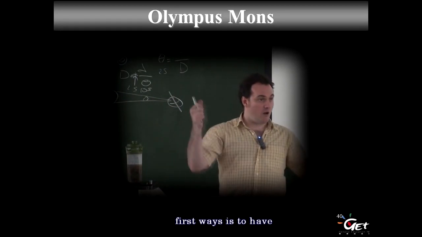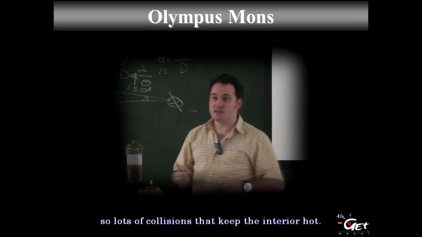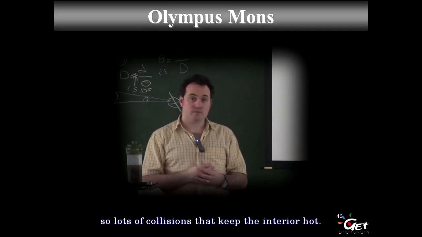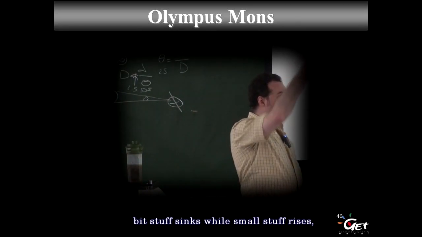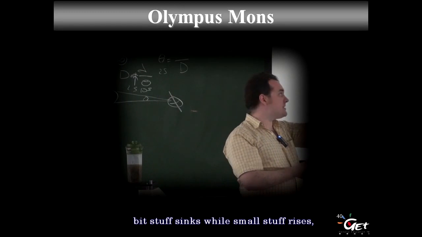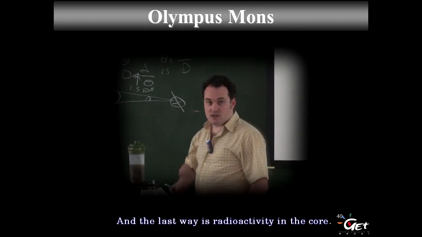The first way is to have intensive bombardment by meteorites, so lots of collisions that keep the interior hot. The other way is differentiation, where big stuff sinks while small things rise, and the friction creates heat. And the last way is radioactivity in the core.